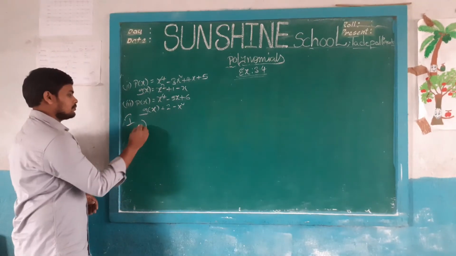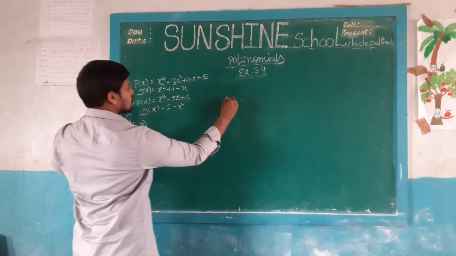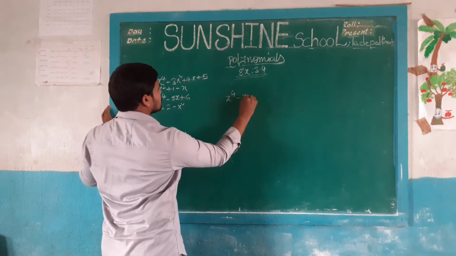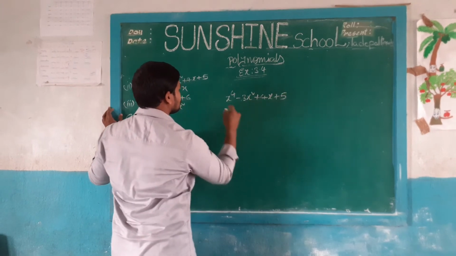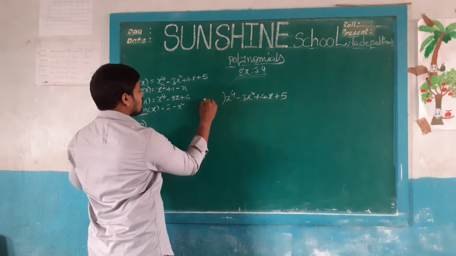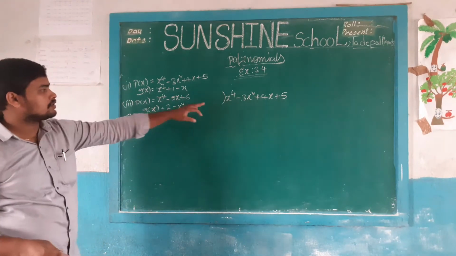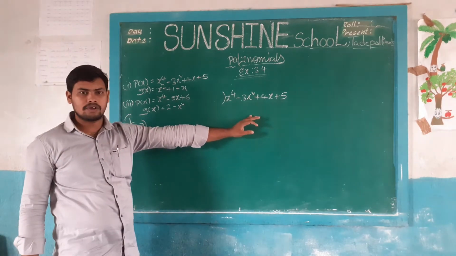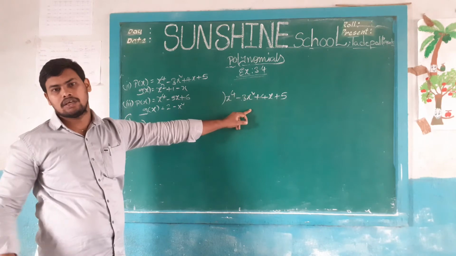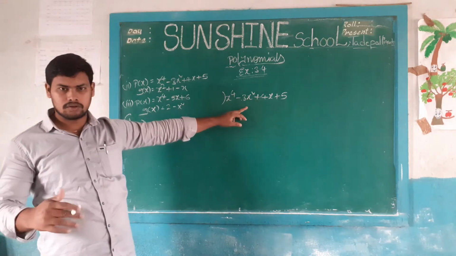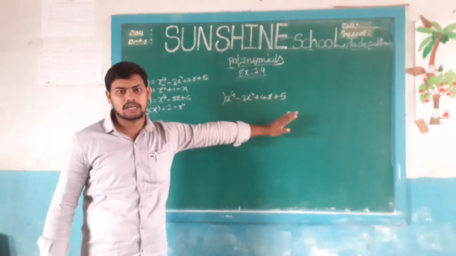Second problem. P of x is x power 4 minus 3x square plus 4x plus 5. Okay, here first you have to verify whether it is in regular format or not. Here x power 4, there is no cubic term, so the cubic term comes after x square term, x term, constant. It is in regular format.